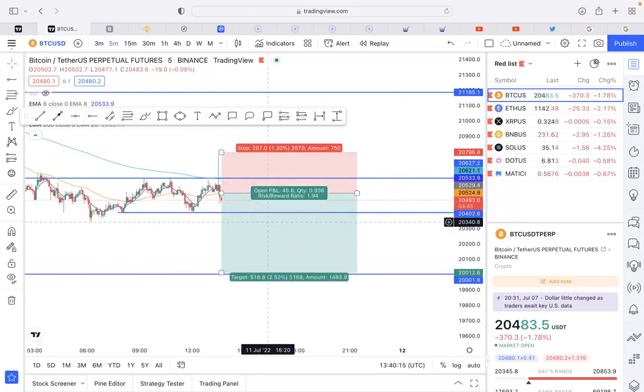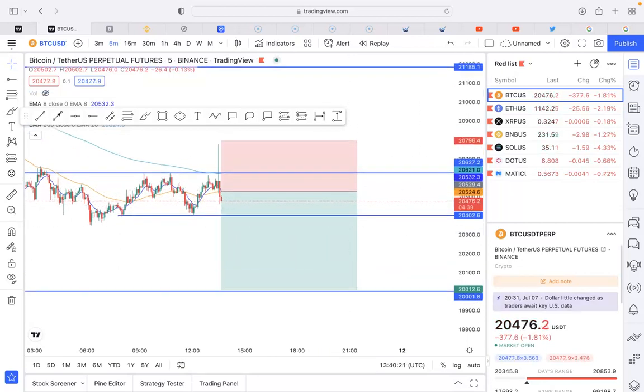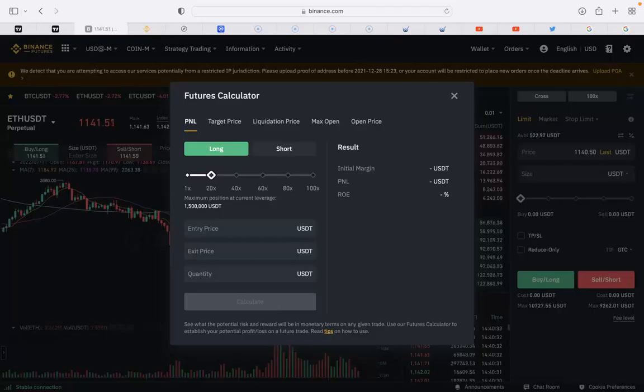All you need are your entry point, your take profit and your stop loss. So our entry is the current price, 20,482. Our take profit is 20k. Our stop loss is 20,800. So let's go and apply that on the calculator. Right here, we're going for a short trade. So what's your entry? Our entry is, let's say 2,500. Let's round it up.